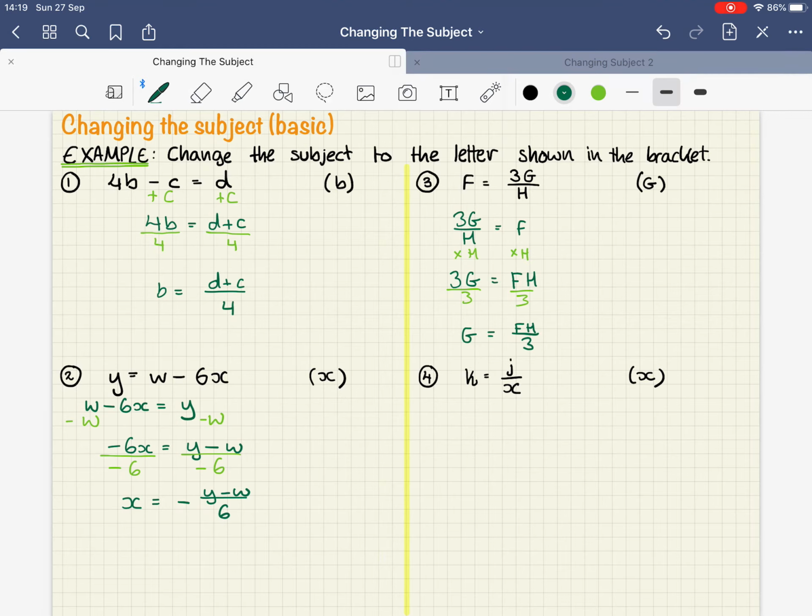And last one here, I've got k equals j over x, and I want to make x my subject. I still want to get rid of the fraction, because it's a bit awkward having that x underneath that fraction there. So now I'll have kx equals j, and now I can quite happily divide the k away. And so I'm left with x equals j over k. And so that's the basic part of changing the subject. And in the next video, I'll look into some more complex versions.